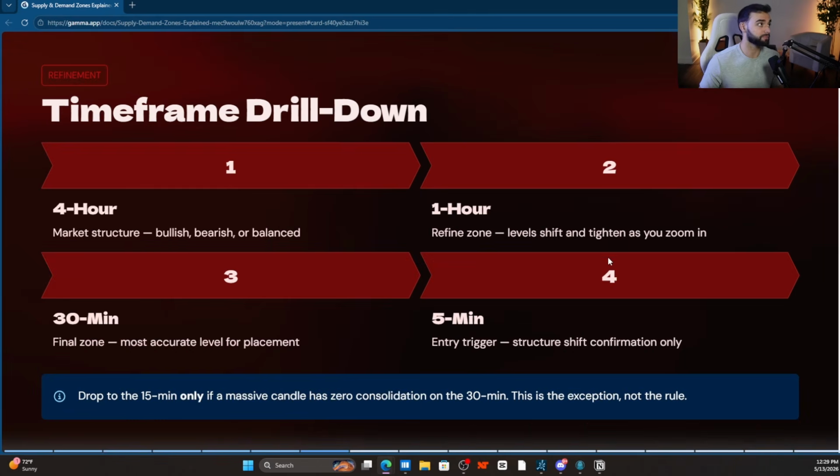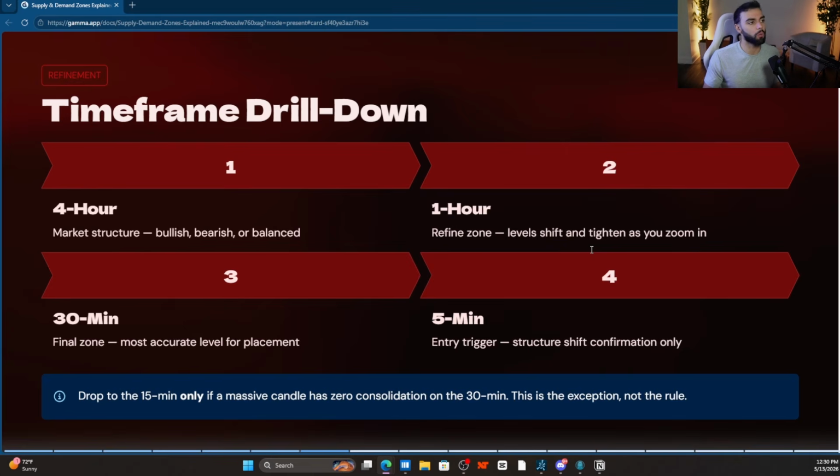Now, time frame drill down. So what I do for these levels and how I trade every single system is, first things first, the 4-hour market structure. So is it bullish, is it bearish, or is it balanced? Then I go on to the 1-hour time frame, because sometimes you'll see levels on the 4-hour, on the 1-hour, on the 30-minute that you won't see on different time frames.